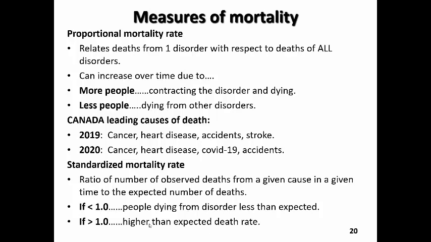If the standardized mortality rate is greater than 1.0, then people are dying at a higher than expected rate. By tracking the standardized mortality rate in as real-time a manner as possible, public health agencies can incorporate other types of measures that would bring this ratio back below 1.0.